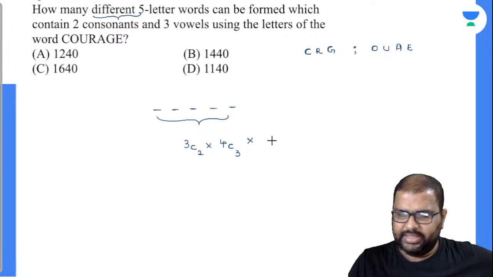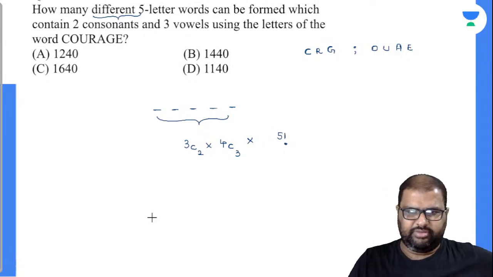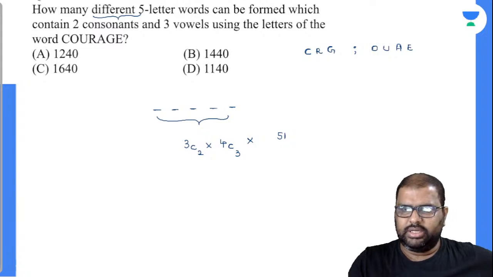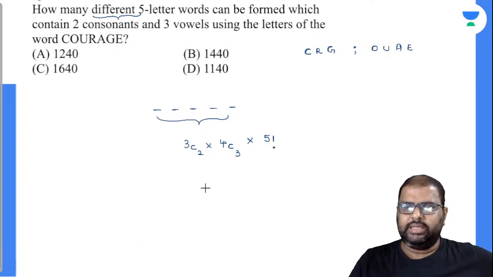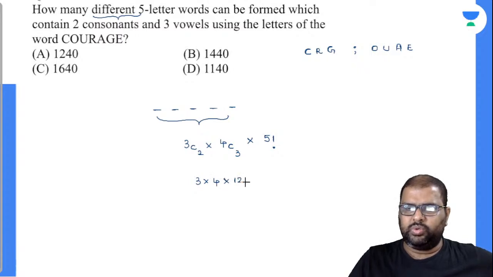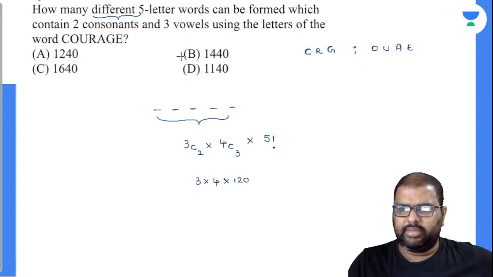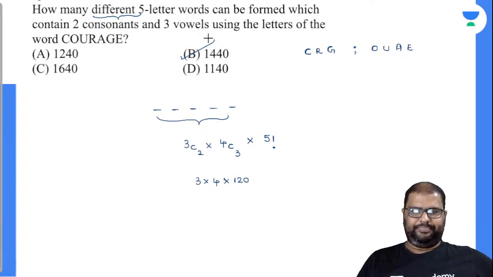Am I right or wrong? Yes, perfectly. So 5 factorial, different words. So 5 factorial only. There is no chance of duplicity, because I have to arrange different words. 3C2 is 3, 4C3 is 4, 5 factorial is 120. So 12 12s are 144, and option B will be your answer there.